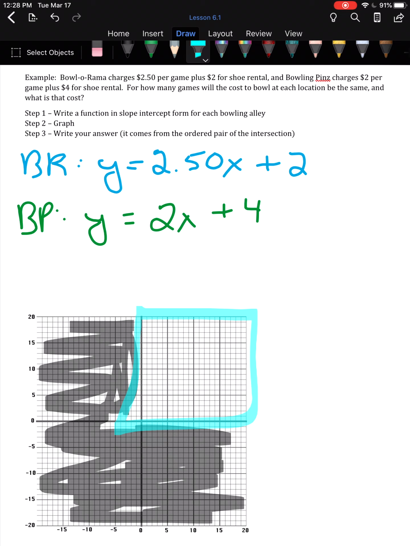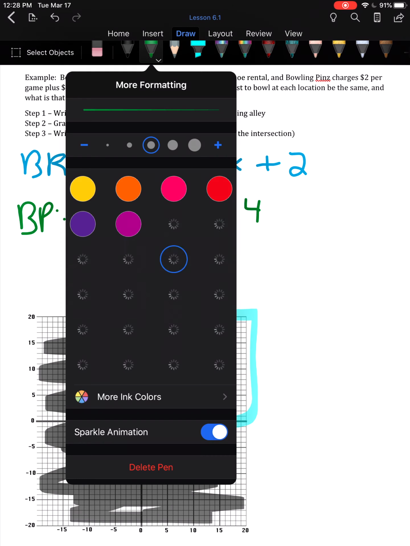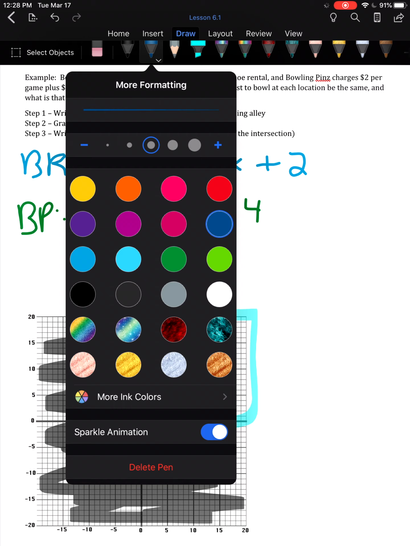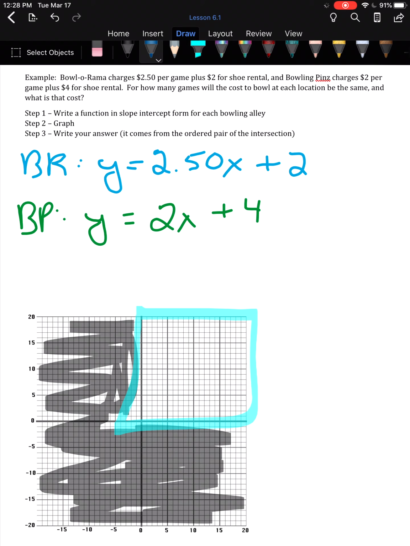If you're going to do that, we should probably do a quick conversion of 2.50. 2.50 is actually 5/2 x plus 2. That could be useful to have. Okay, so write a function in slope-intercept form. We did that. Graph. I'm going to leave you to do that.